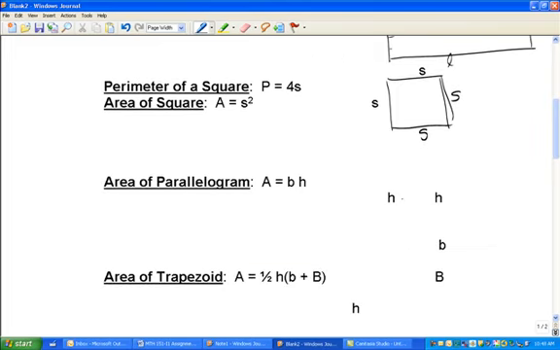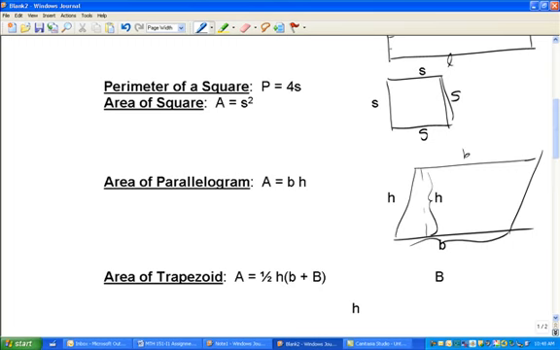The area of a parallelogram. Here's the height right here, and here is the base. Turns out this one also measures B, and we could extend this here and we would also have an H. Now what you'll note is if I cut this little triangle off at this end and put it over here, I get a rectangle that measures B by H. So the area for a parallelogram is B times H.